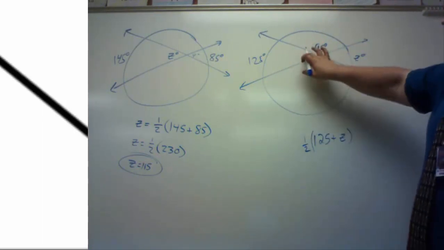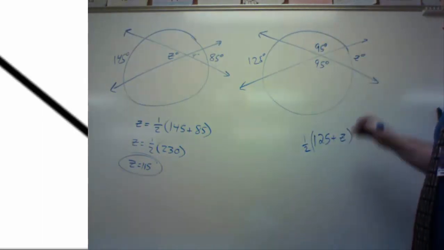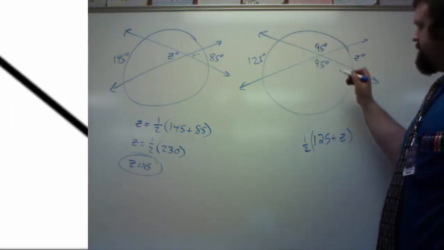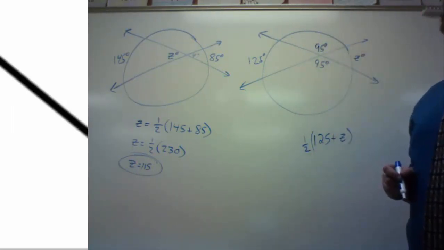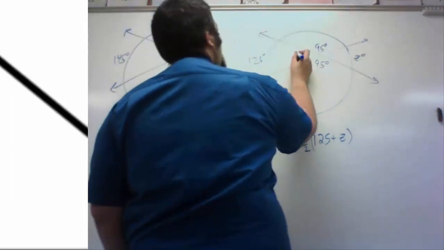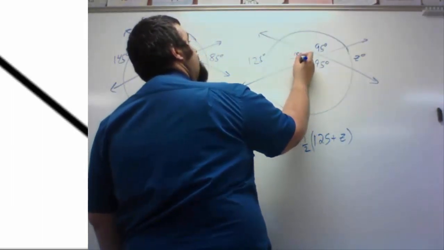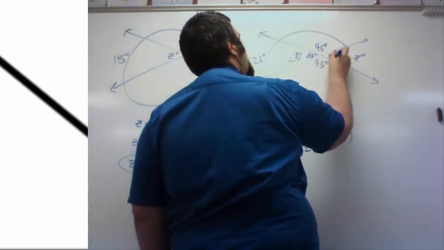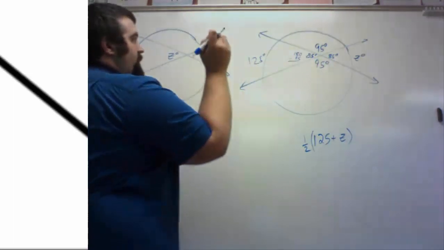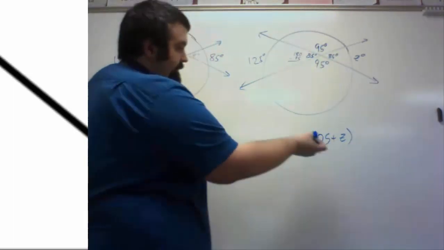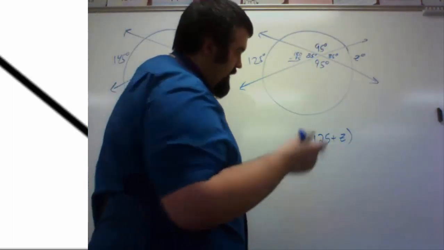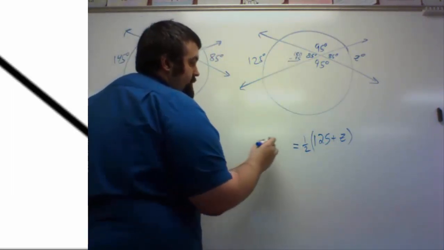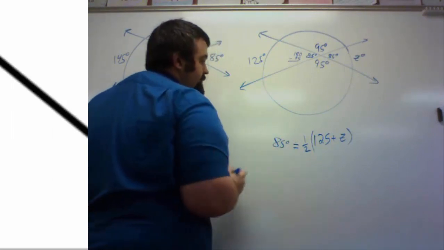So I need to first of all find what that measure is there. Well, this is a straight line. A straight line is always 180 degrees. So 95 plus what equals 180? Or 180 minus 95, I get this to be 85 degrees. This is 85 degrees. So when I add 125 and z together, and I divide by 2 or multiply by half, that value will always equal that interior angle, 85 degrees.